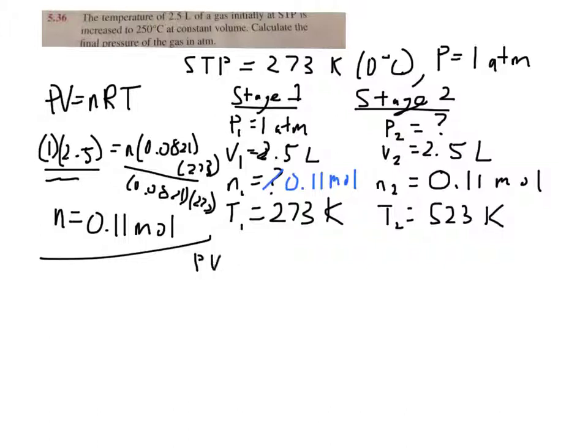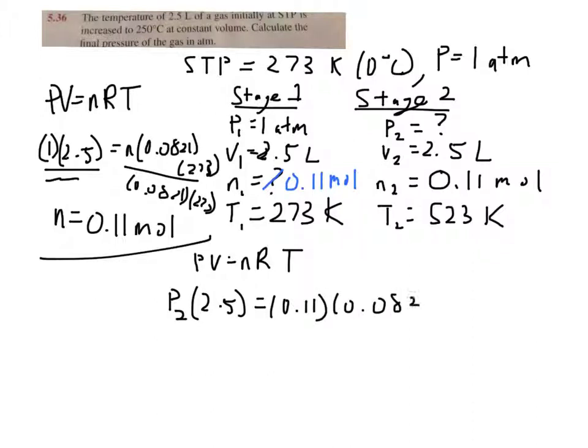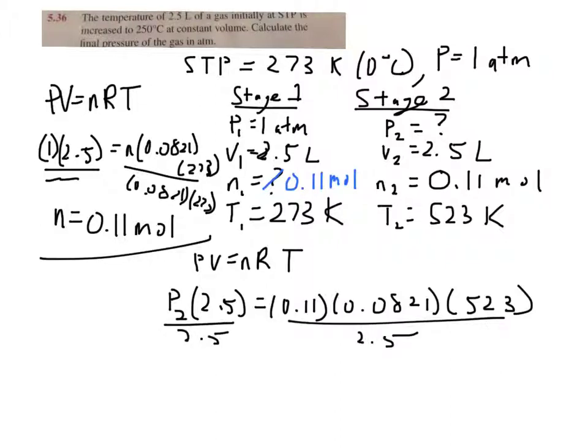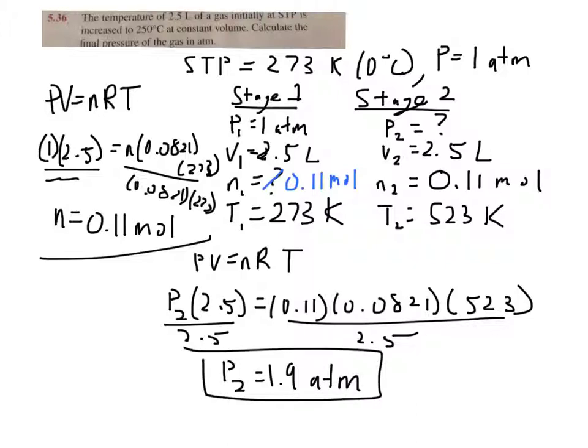So we write PV equals nRT. P2 is our variable, V is our volume, which is 2.5 liters, N is 0.11, which we solved for, R is 0.0821, and temperature is 523 Kelvin. Remember, it says 250 degrees Celsius, add 273 to that. We then simply divide by 2.5, and that leaves us with P2 equals 1.9 atmospheres. And that's our final answer. Good job.